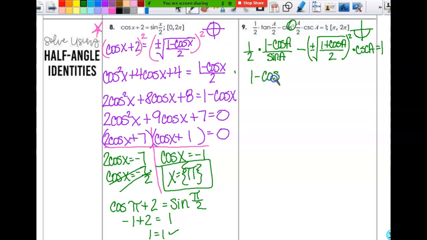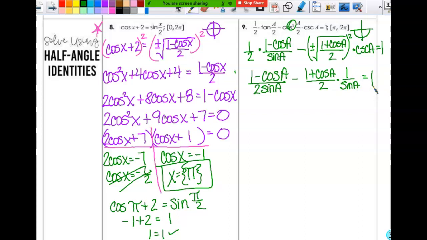Okay, so if I just multiply straight across, this gives me 1 minus cosine a over 2 sine a. Minus, and then when I square this, I'm just going to get what's underneath, so that's 1 plus cosine a over 2 times, and then cosecant a I could make into 1 over sine a, and I think I want to do that given this denominator here, so I'm going to make this 1 over sine a, and that's going to equal 1.